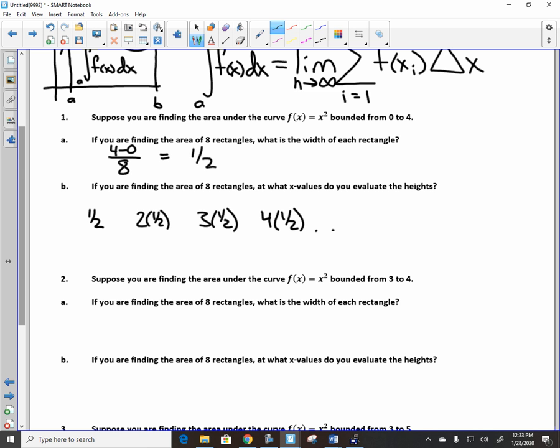And you're going to continue on and on until you get to what? What's the last x value that you evaluate the height at? 4. Everybody agree 4? Which is 8 times a half. We're going from 0 to 4. There's 8 rectangles. We start at a half, then 2 halves, 3 halves, 4 halves, all the way up to 8 halves or 4. You okay with that? Good.